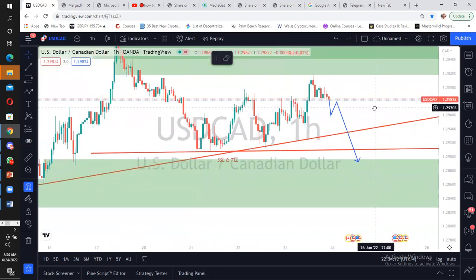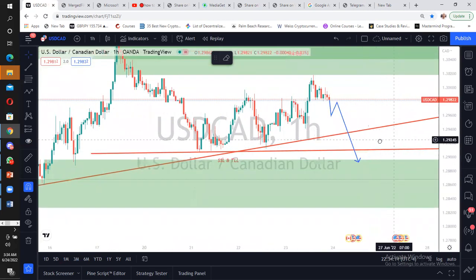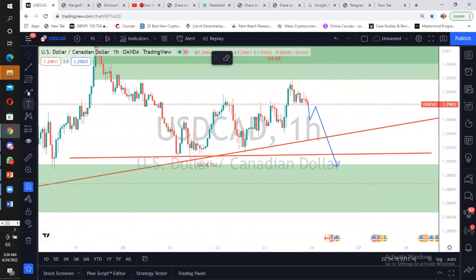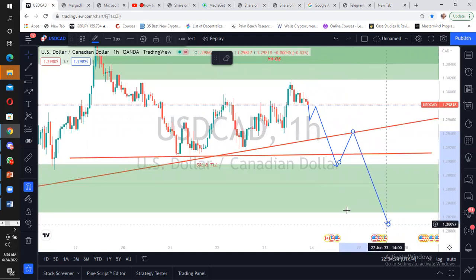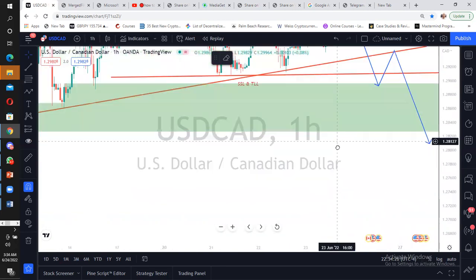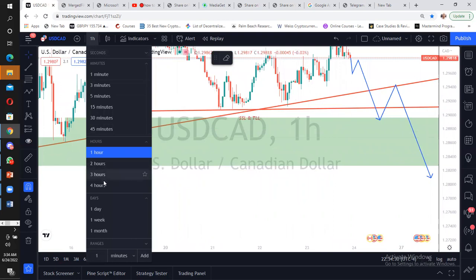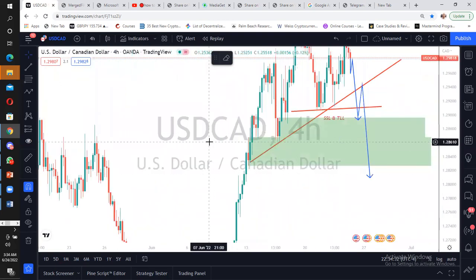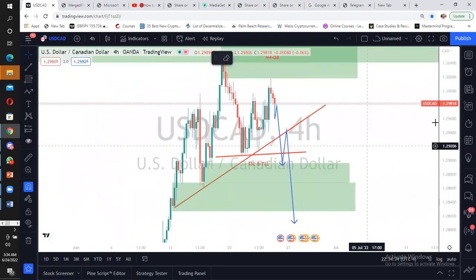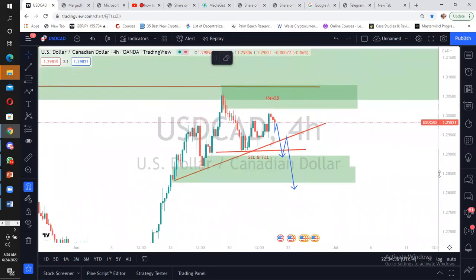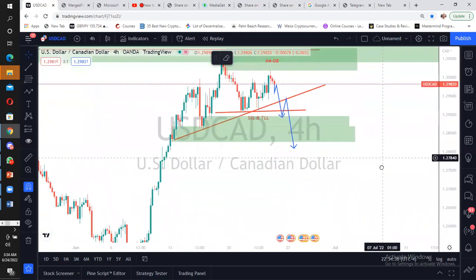So for today, I'll be targeting just this. Then if it does this, I can maybe expect something to go up again, back to this level and possibly find my way down, right? So I'm actually seeing reversal here. Go to 4 hours, you see my analysis clear. This is what I'm expecting to see in this chart.